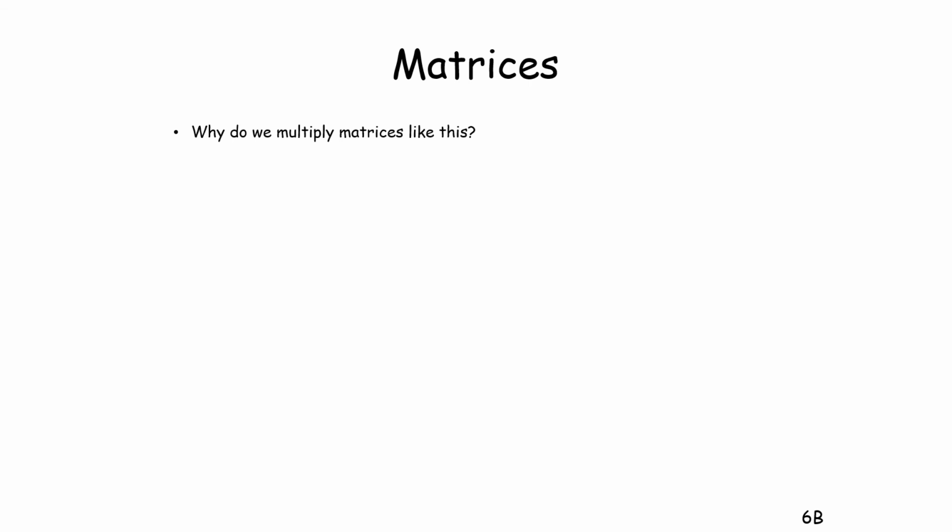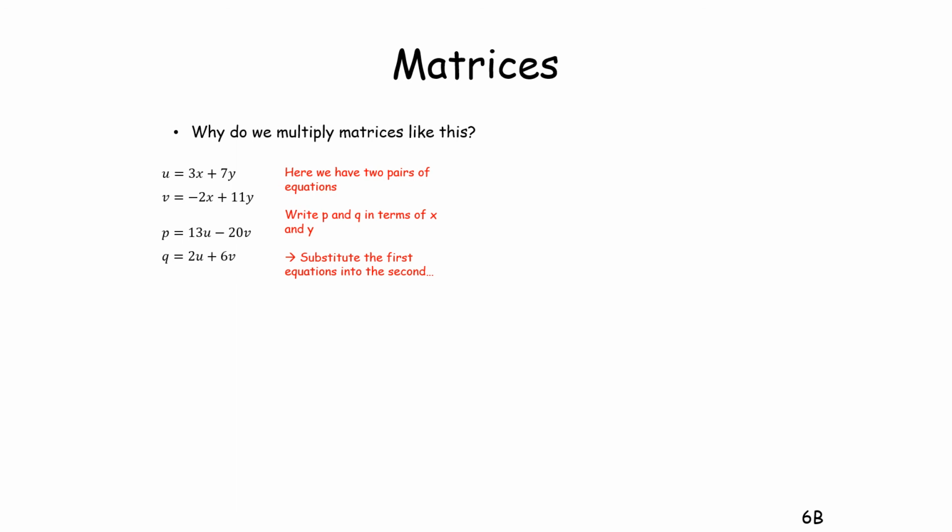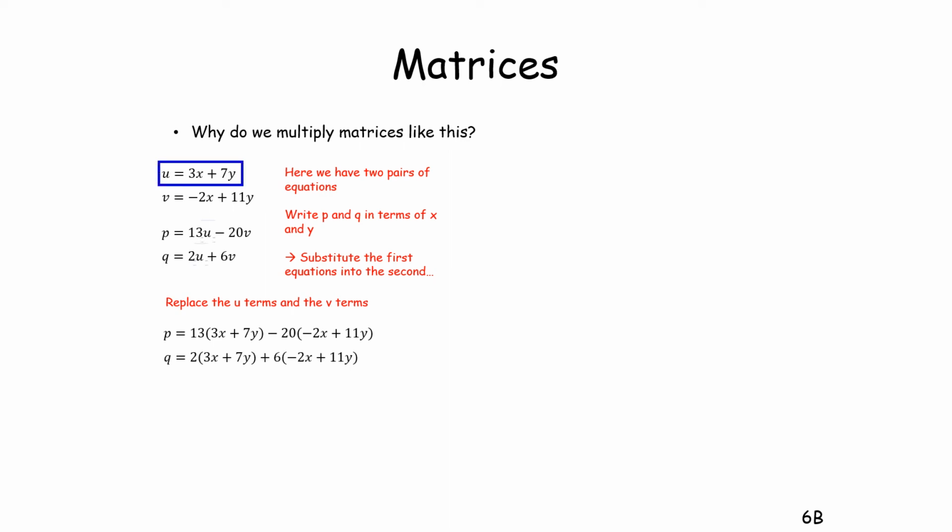So why do we multiply matrices like this? Well, let's think about this set of equations. Here we have two pairs of equations. Write P and Q in terms of X and Y. Substitute the first equation into the second, and you replace the U terms and the V terms. So it's just a bit of substitution. So multiplying out and simplifying.